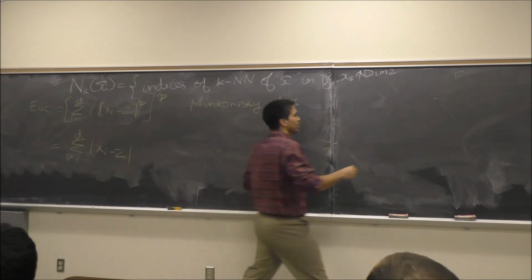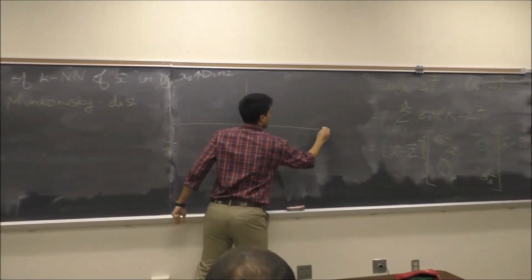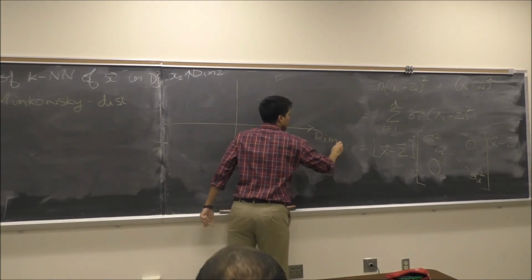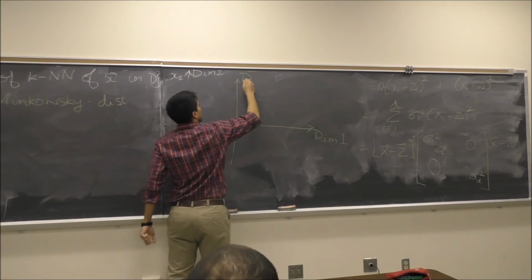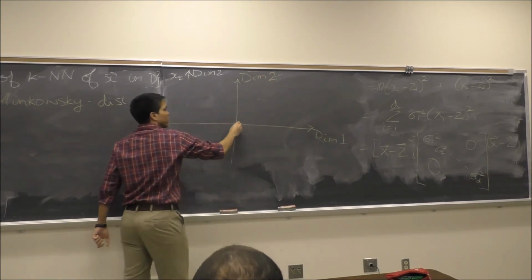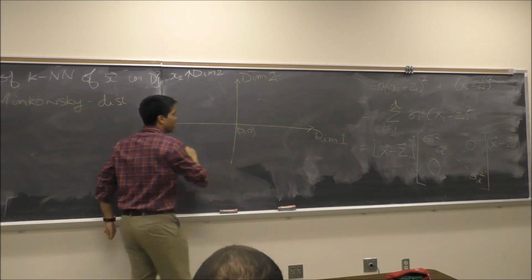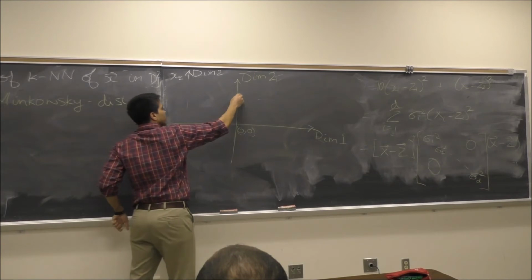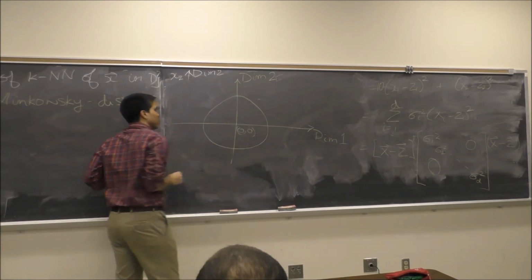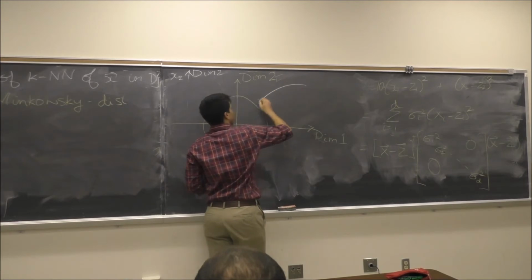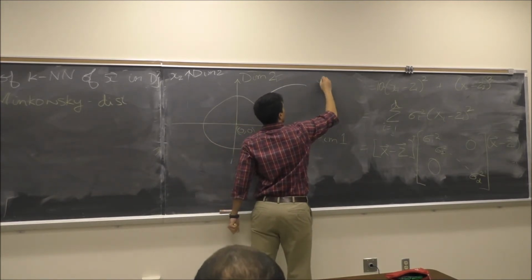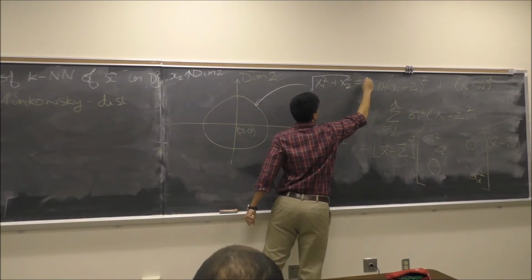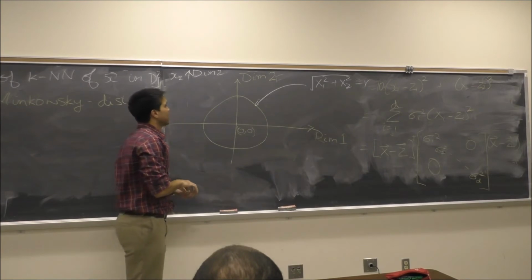What do these things look like? Let's say this is x1, dimension 1, this is dimension 2, and there's your origin. We'll make our life easier: instead of looking at distances, we'll talk about norms, so distance to 0. This is the L2 norm. That's the circle, which means every point here has the square root of x1 squared plus x2 squared equal to, let's say, some radius r.